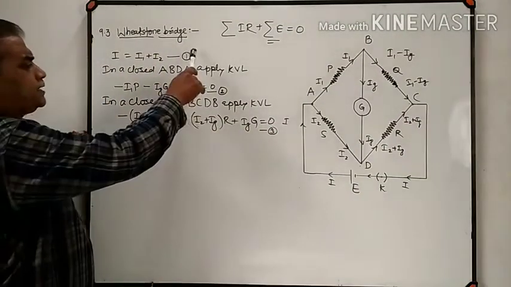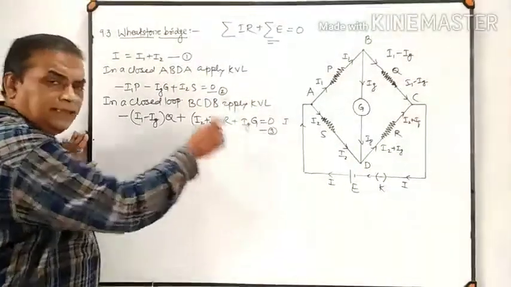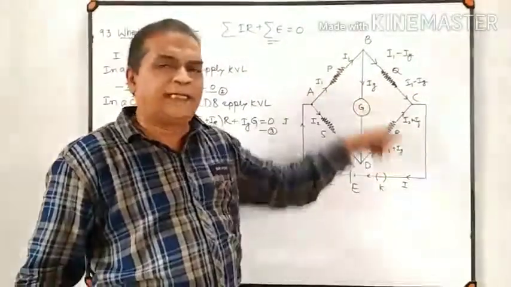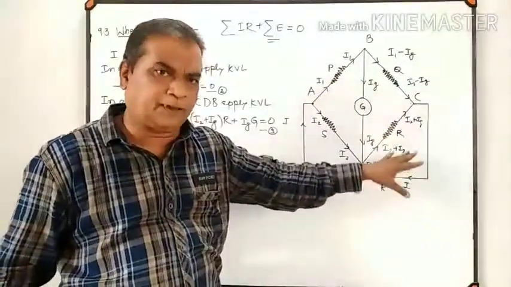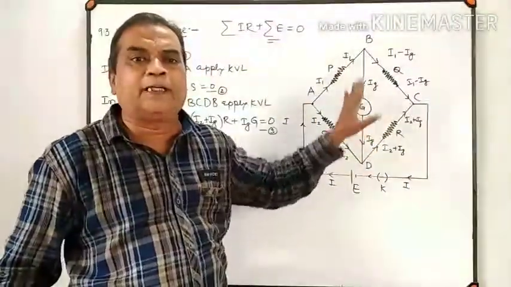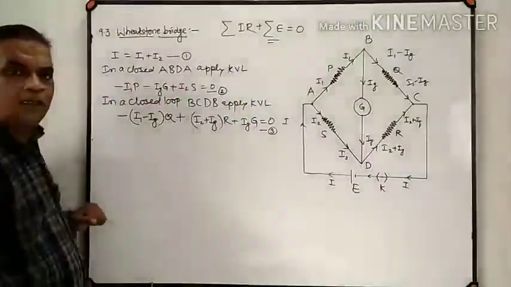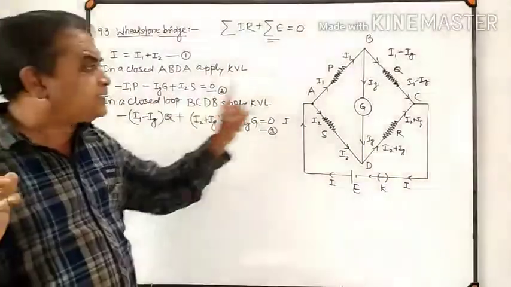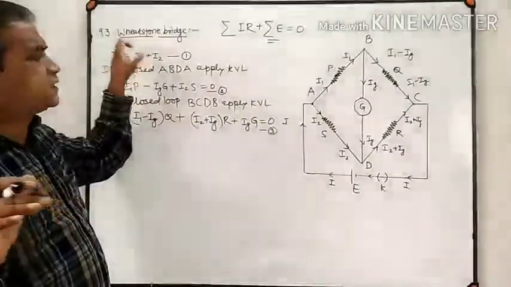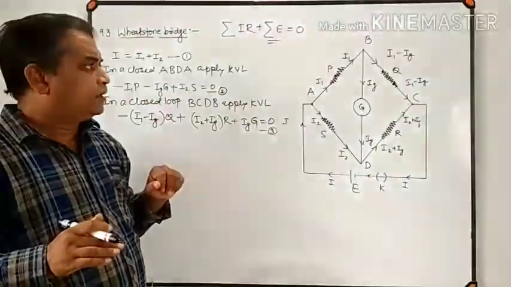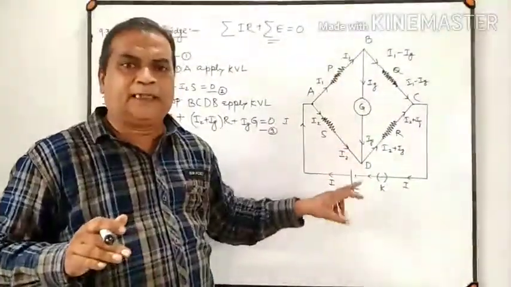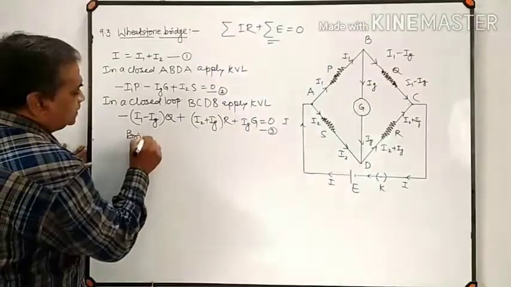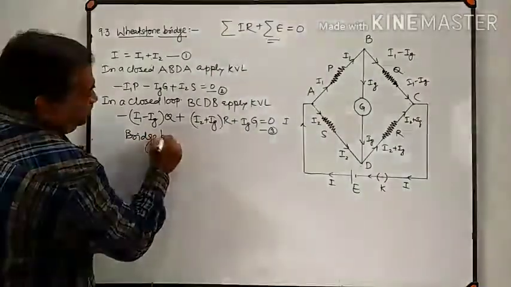By using equation 1, 2 or 3, we can find the current flowing through any branch of Wheatstone's network. Now there is a special case. As the name itself suggests, this is the Wheatstone bridge. This bridge is said to be balanced.